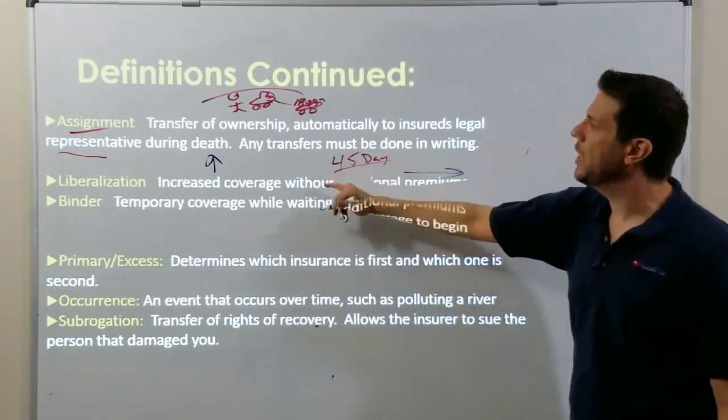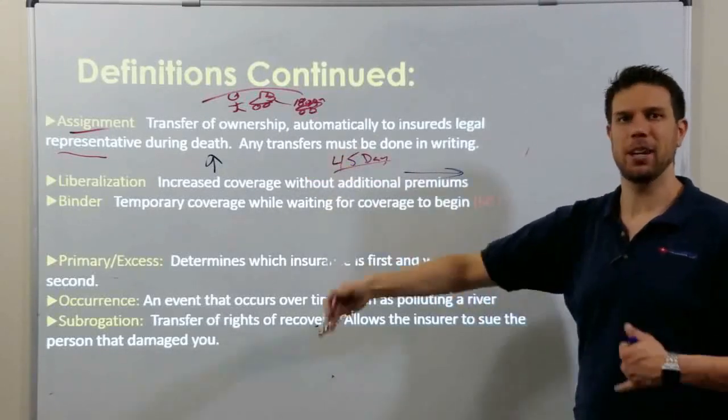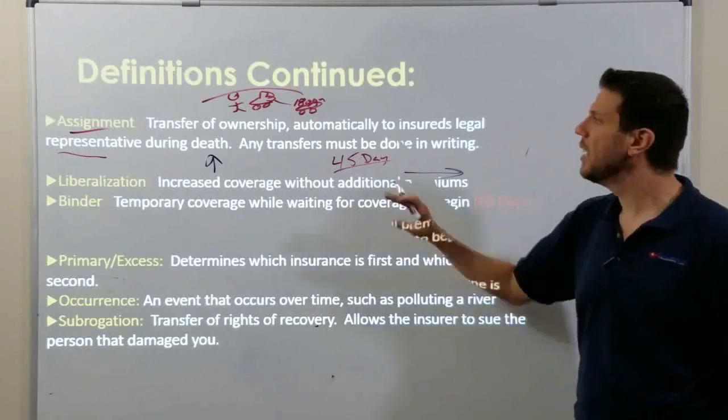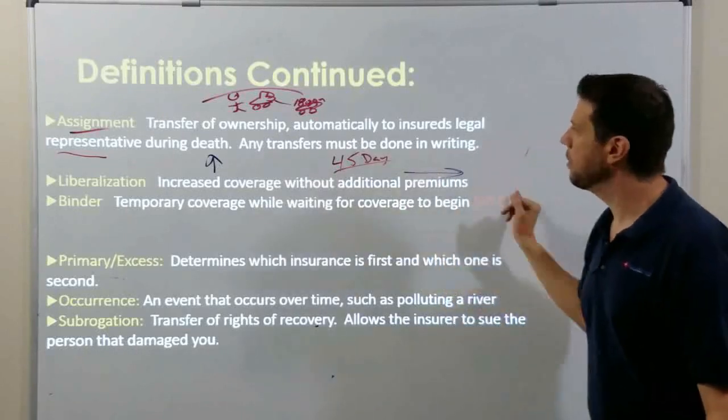Most policies have a 45-day liberalization clause, which means that if the state law changes, the insurance companies will have 45 days to enact this provision. Or if you buy a new policy and they come out with better insurance in the next 45 days, they have to enact this provision. Liberalization is increased coverage, but the premiums stay the same.